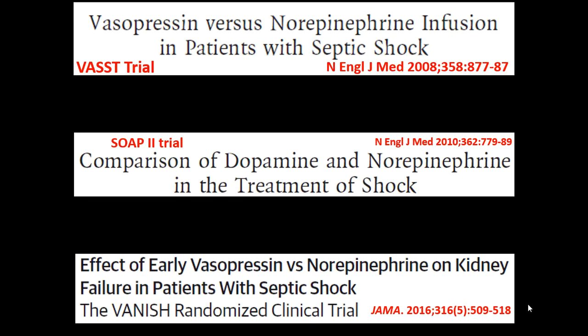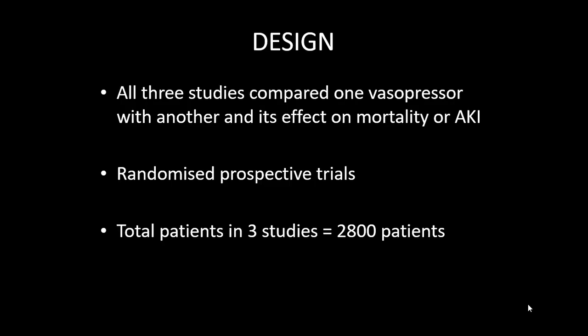Let us look at the role of vasopressors. A very important trial was the VAST trial, where they looked at vasopressin versus norepinephrine, again a basis of the Surviving Sepsis Campaign protocol. Then came the SOAP2 trial, where they looked at dopamine versus norepinephrine, and the VANISH trial, where they looked at vasopressin and norepinephrine on kidney failure in patients with shock. All three studies compared one vasopressor with the other and looked at the effect on mortality and AKI. They were randomized trials, and total patients in the studies were roughly 2800.